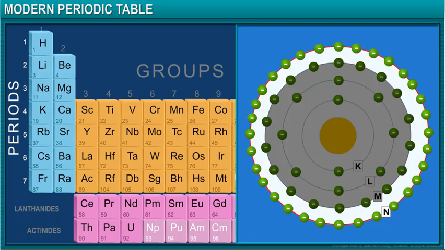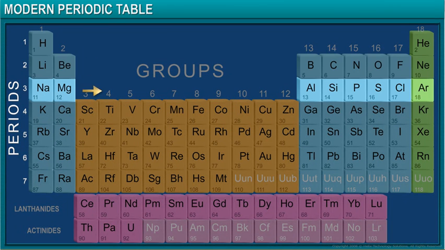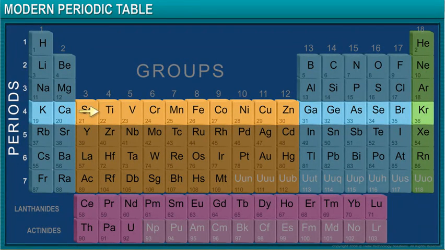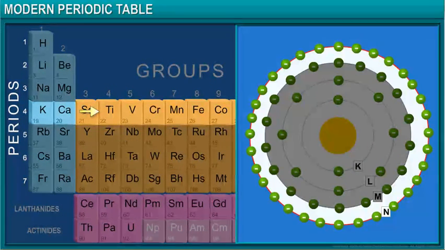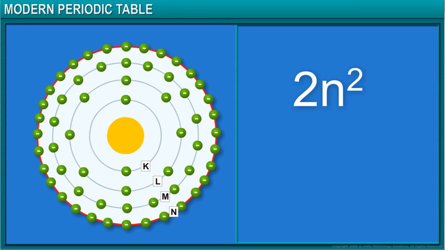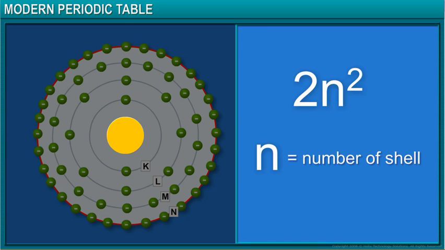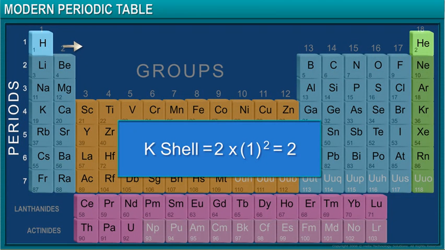Let us see how many elements are present in different periods, for example, first, second, third, and fourth periods. This can be explained on the basis of how many electrons are filled in various shells. We know that the maximum number of electrons that can be accommodated in a shell is given by 2n raised to the power of 2, where n is the number of the given shell from the nucleus. For example, K shell is equal to 2 multiplied by 1 raised to the power of 2, which is equal to 2. Hence the first period has 2 elements, that is, hydrogen and helium.